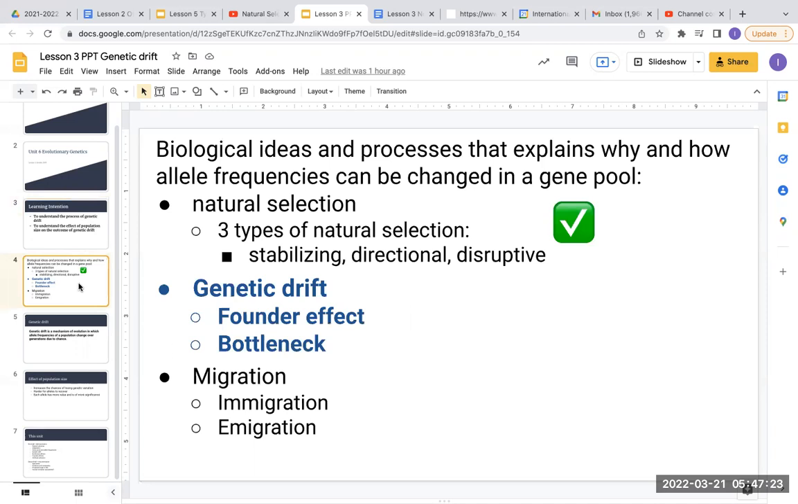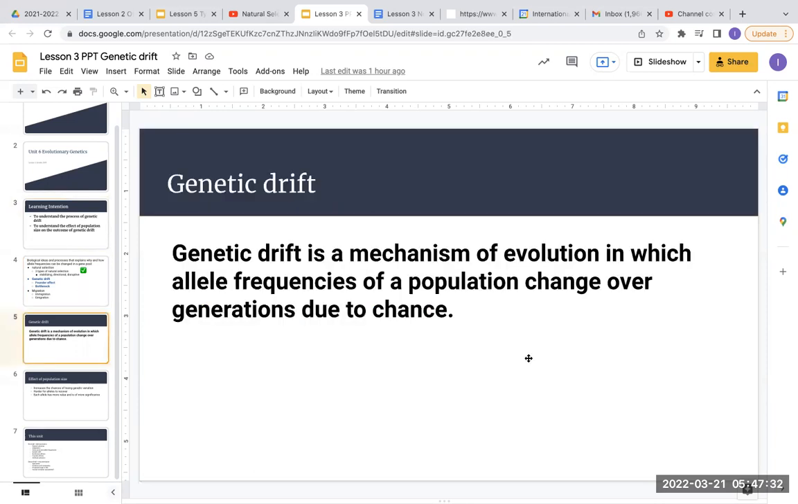So we talked about natural selection last lesson, and now we're moving on to genetic drift, where we would define it as a mechanism of evolution in which allele frequency in a population changes over generations or over time due to just pure chance, right? So this is like a random chance process. And these changes to allele frequency are due to chance rather than anything else.